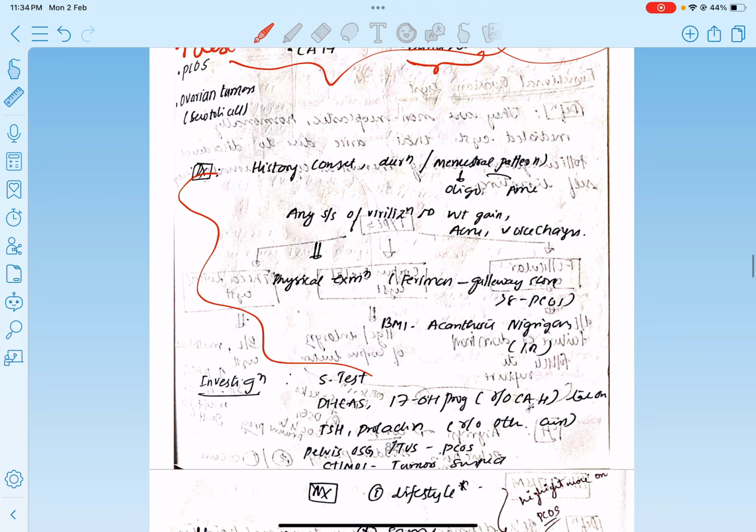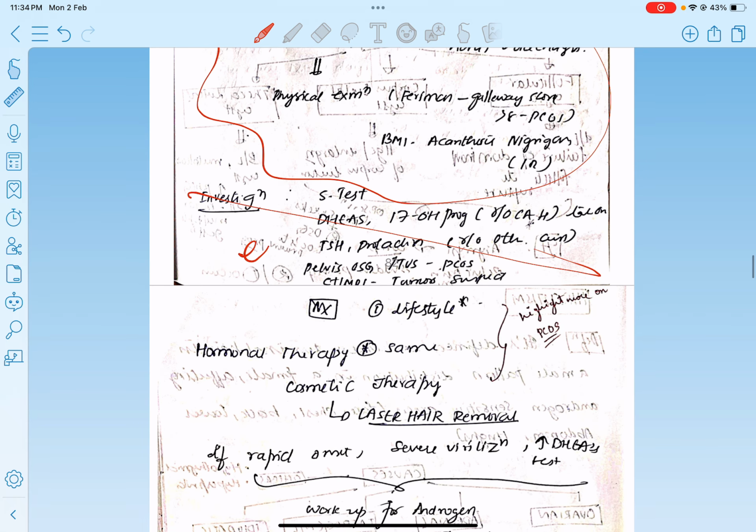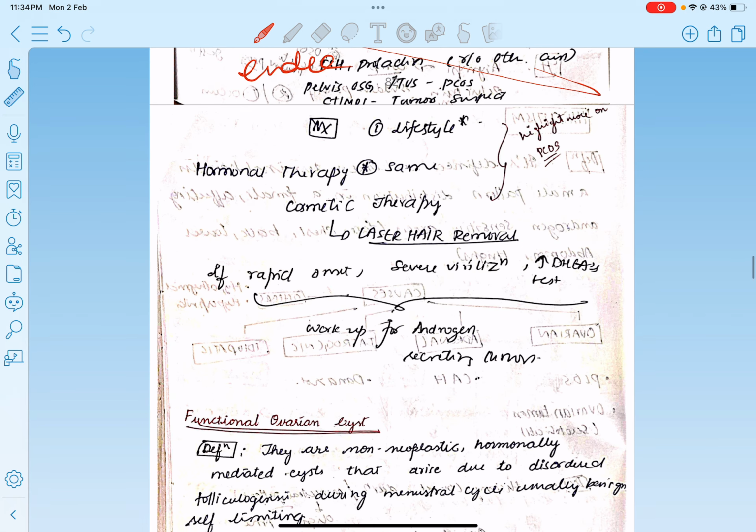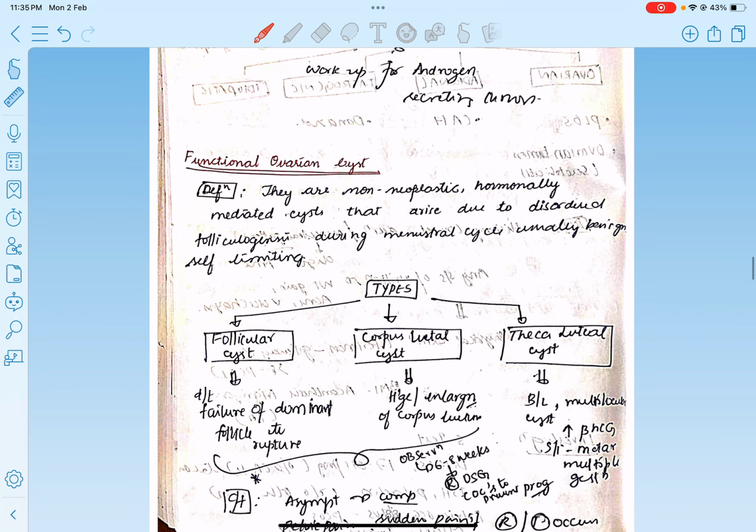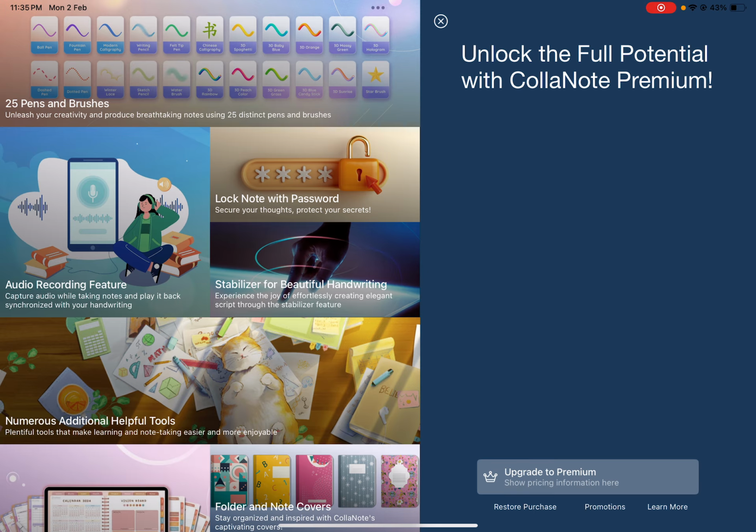Then this is how you go for a diagnosis, and the investigation is basically endocrine related. Then this is the major thing which you need to mention: functional ovarian cyst, always. Again, if the dominant follicle doesn't rupture, it will cause a follicular cyst. Then if the corpus luteum undergoes hemorrhage or enlargement, it causes a corpus luteal cyst.